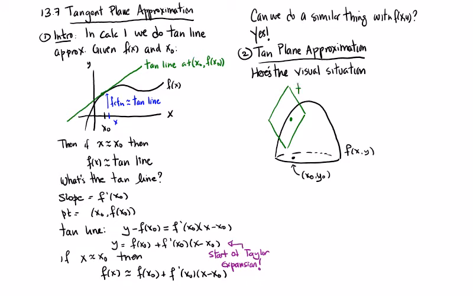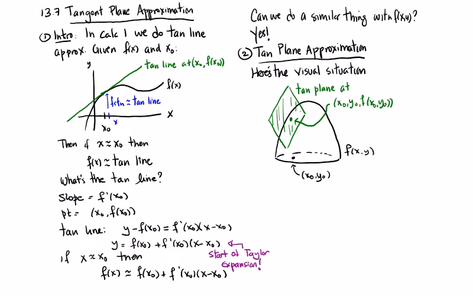So this is what's called the tangent plane at the point x0, y0, f of x0, y0. That's the point. That point right there is this point right there. And so that tangent plane sort of sits tangent to the surface, right?